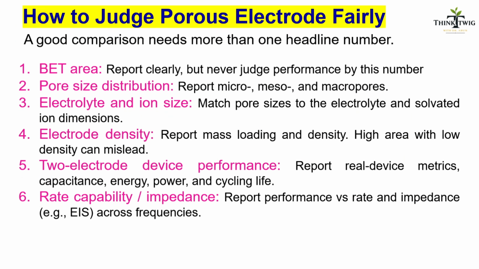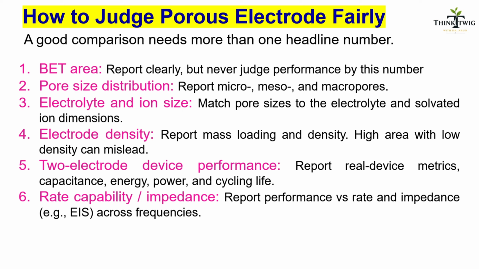Now let us make this practical. Suppose you open a research paper tomorrow. The authors report a new porous carbon with a huge BET surface area. What should you check next? First, look at the BET surface area. It is useful information. But do not stop there. Next, check the pore size distribution. Look at the micropores, mesopores, and macropores. Then check the electrolyte: which ions are present, which solvent is used, and how well do the ion dimensions match the pore structure. Then check what the mass loading is.